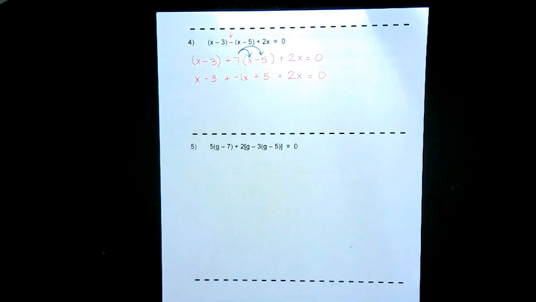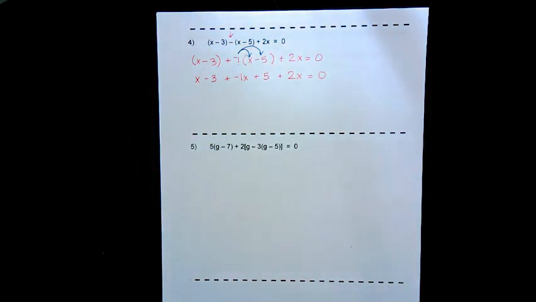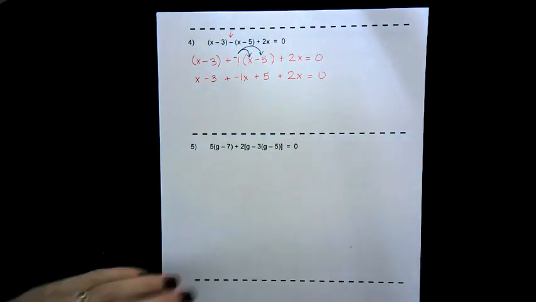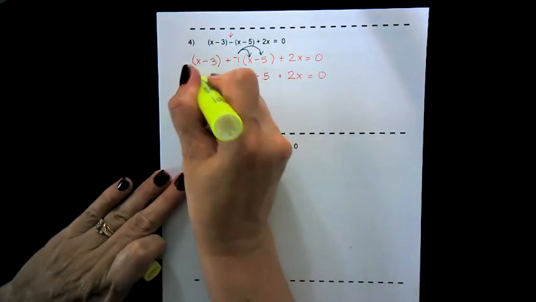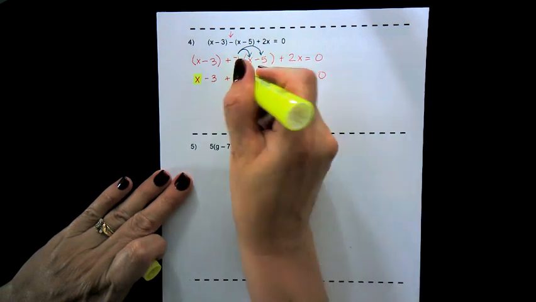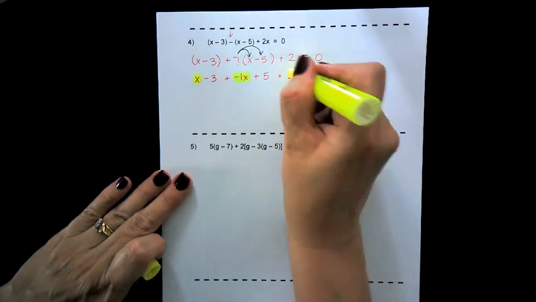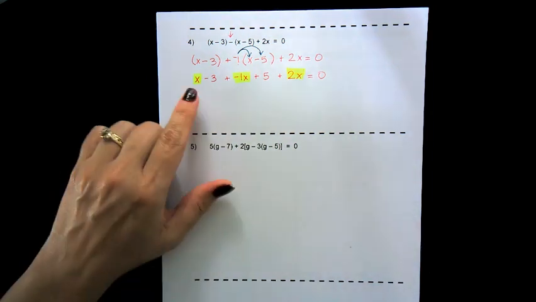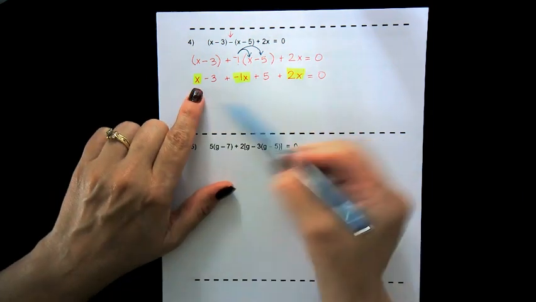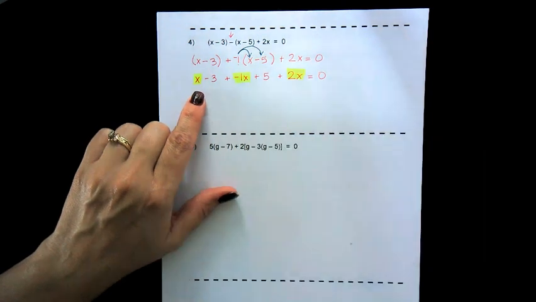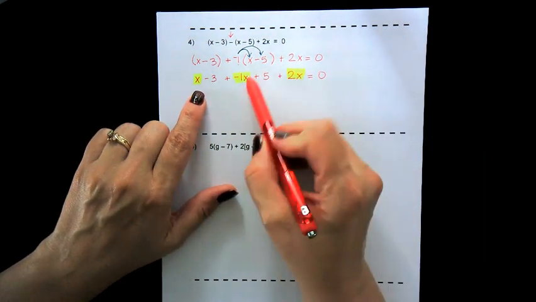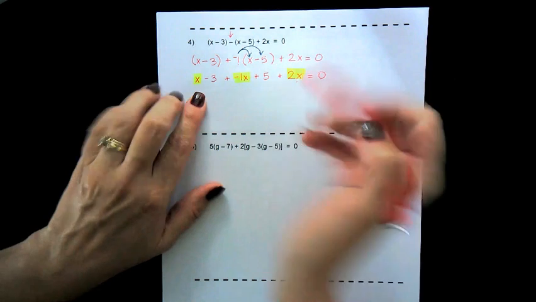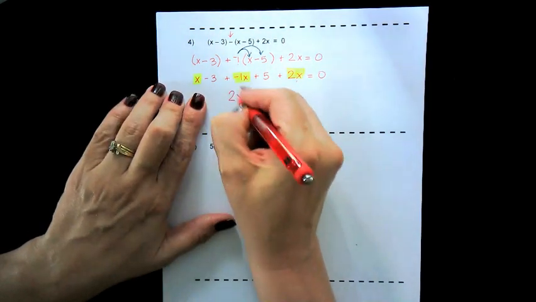And now, friends, we can start to look for those like terms. I don't know about you, I like to highlight them. It focuses my eye on them. So I've got positive 1x, negative 1x, and 2x. If I combine those together, positive 1x plus negative 1x gives me 0 x's, plus 2 x's will give me 2x.